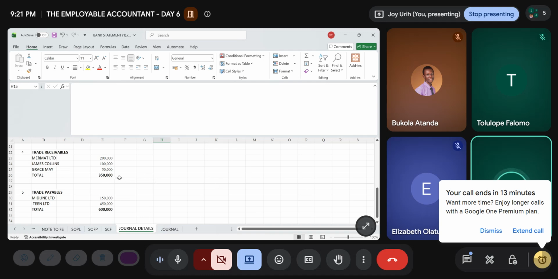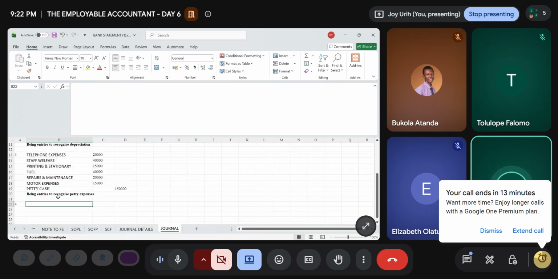So trade receivable is increasing and because it's an asset to the company, it will be debited. And sales is increasing and it has a credit balance, so it will be credited. So we are going to debit trade receivables and credit sales. So that's what we are going to do here. For you to be successful with journals, you need to understand your double entry principle.